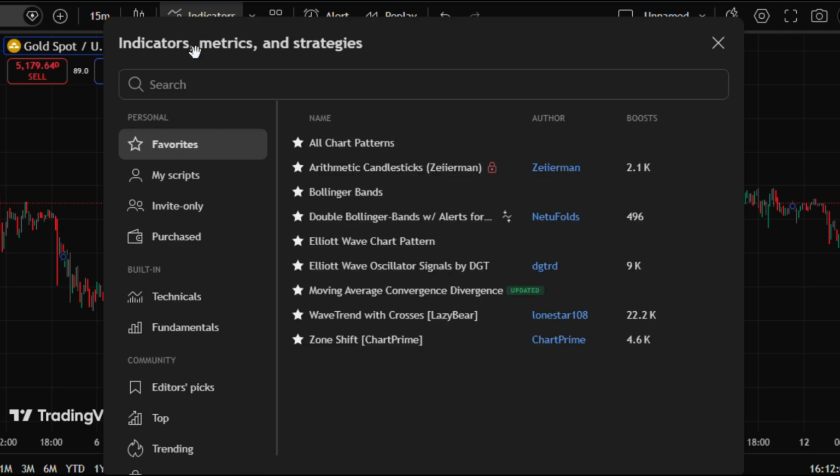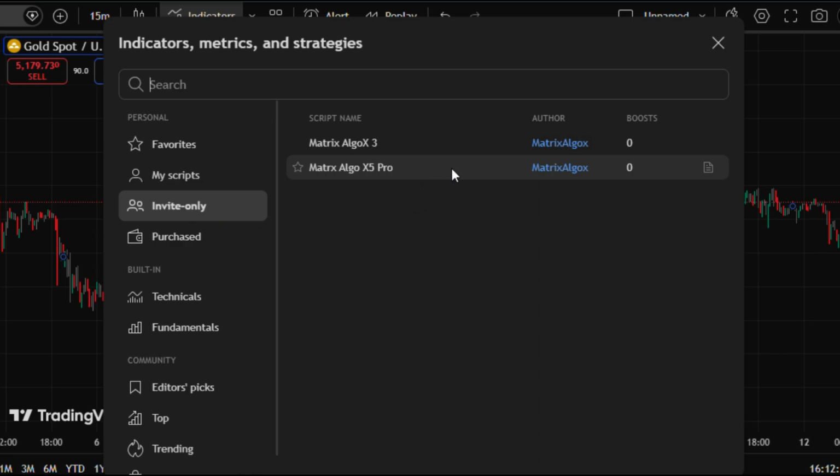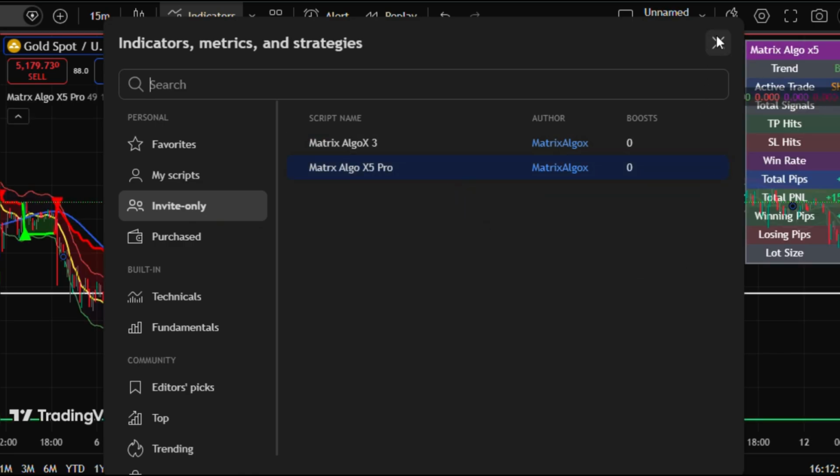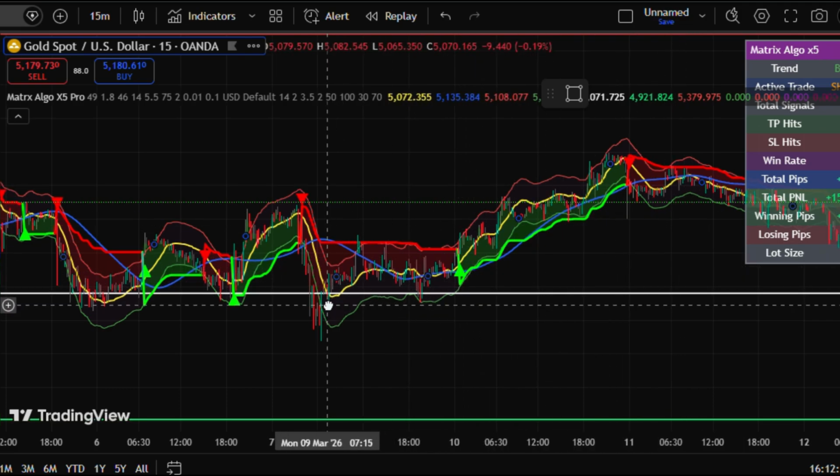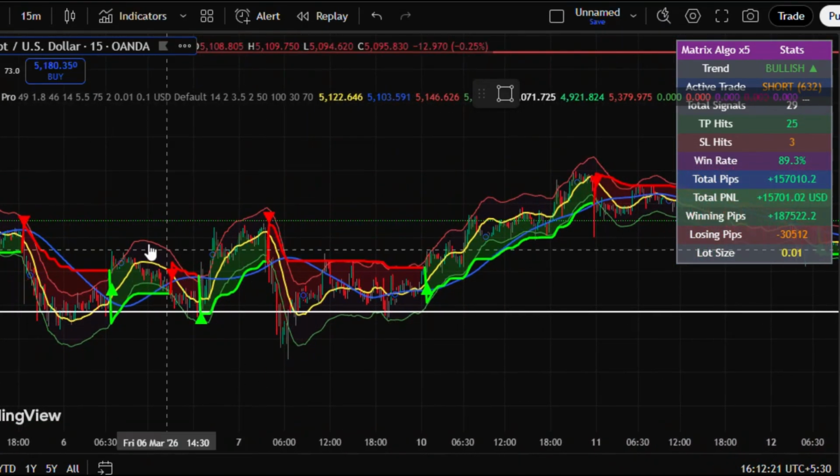Next, go to the Indicators section, navigate to the Invite Only tab and select MatrixAlgo X5. Click on it once to apply it to your chart. Once applied, you will notice that the indicator appears along with the super trend.